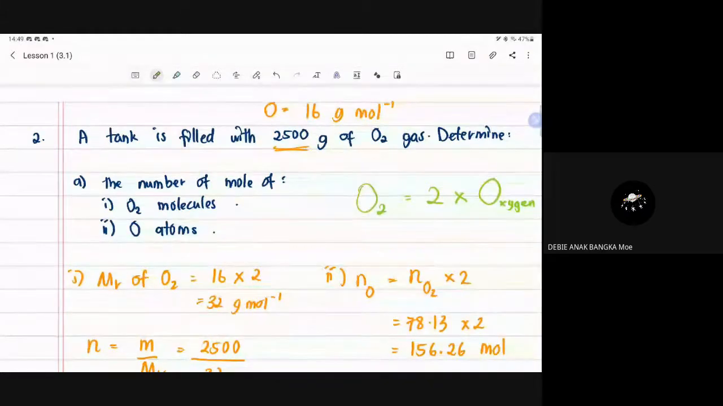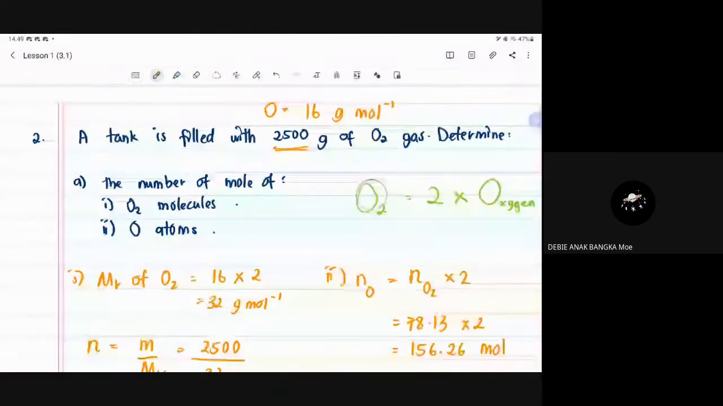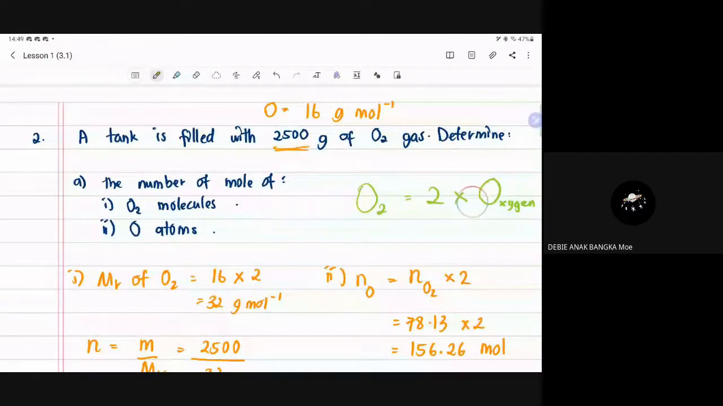Jadi ingat, mol tu macam penjodoh bilangan. So kalau saya cakap pasal bilangan molekul dia, satu molekul ada 2 atom. Kalau saya ada satu ikat, dia ada 2 ikat. Kalau saya ada 1 mol, dia ada 2 mol. Nisbah dia 1 kepada 2.